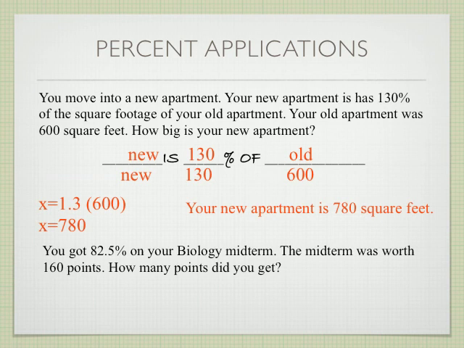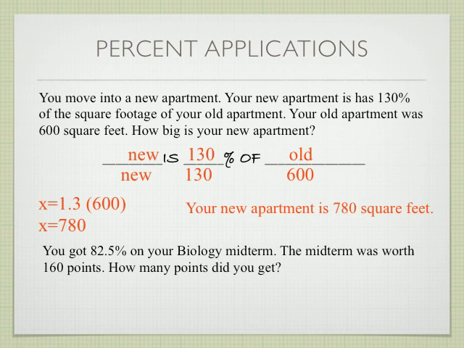Now, does that make sense? If my old one was 600, my new one has 130%, so it's bigger than the old one. Okay, that's in the ballpark. I don't know if that's exactly using common sense, but at least it seems right. If you got like 52 square feet, that would be a problem. So make sure that things make sense.